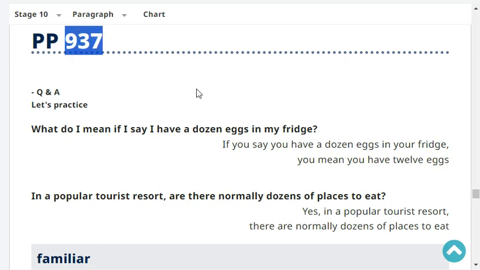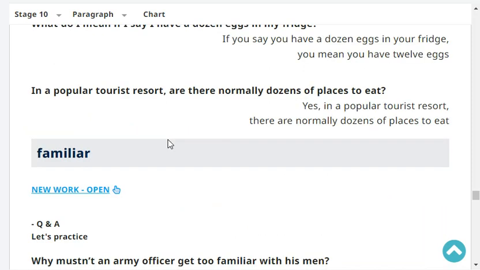If you say you have a dozen eggs in your fridge, you mean you have 12 eggs. In a popular tourist resort, are there normally dozens of places to eat?